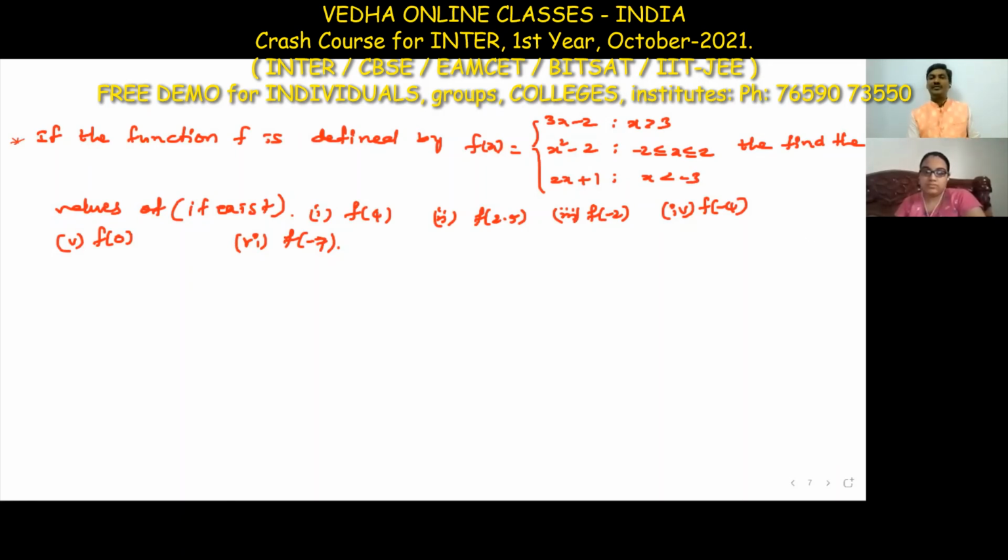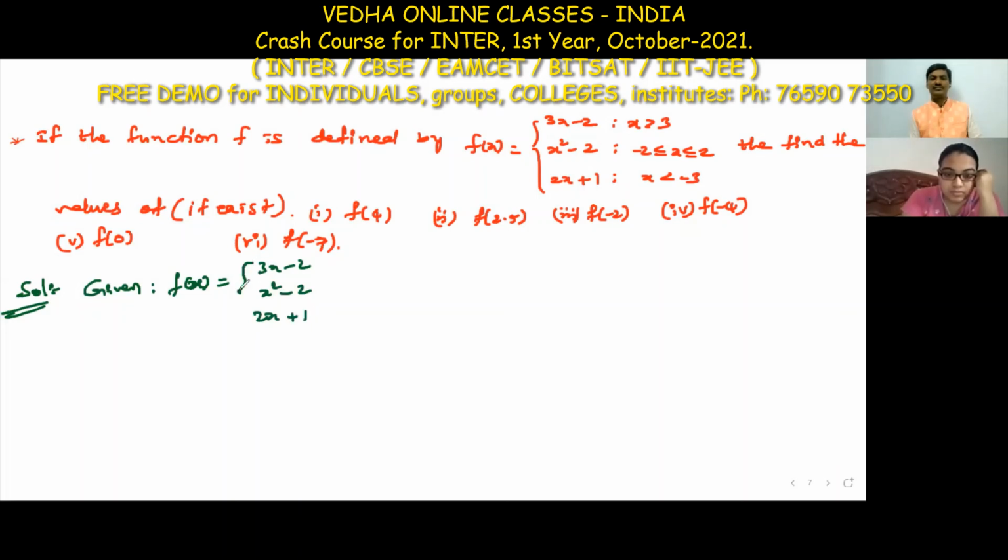Be careful. This is a very simple problem. What is given here? The given question is f of x equals 3x minus 2, x square minus 2, and 2x plus 1. These are the functions, and he gave some conditions.